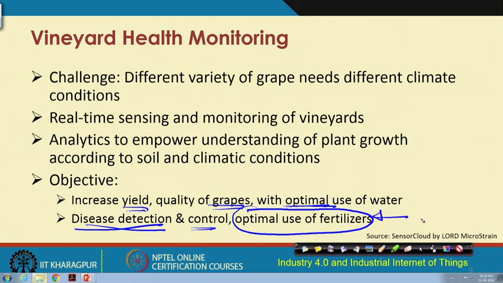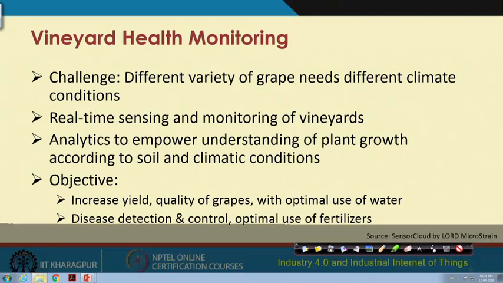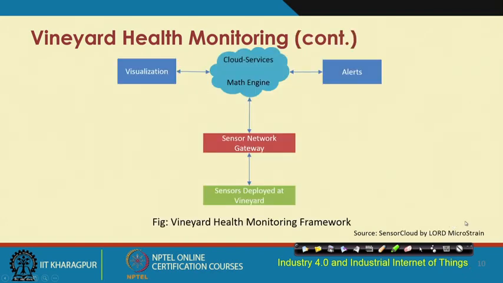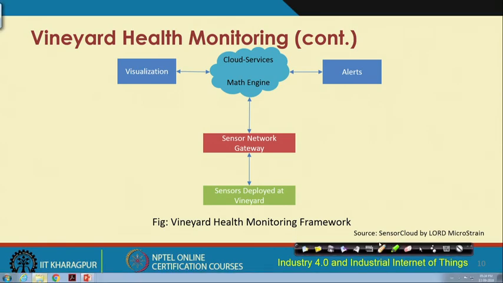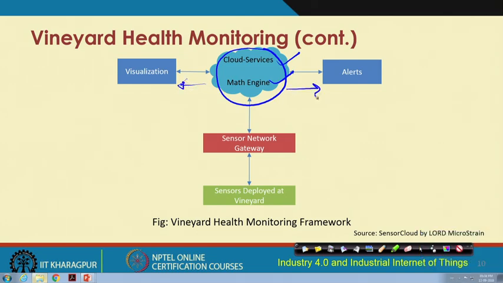So, this is the Vineyard Health Monitoring solution, and the corresponding source for this particular work is also given over here. In case you are interested, you are encouraged to go through this literature. And this is the overall architecture, and as you can see over here, this is the processing engine which consists of the cloud as well as the math engine. This is what this particular work talks about, so interaction with the visualization component and generation of alerts. This is what is supported in this Vineyard Health Monitoring solution by MicroStrain.